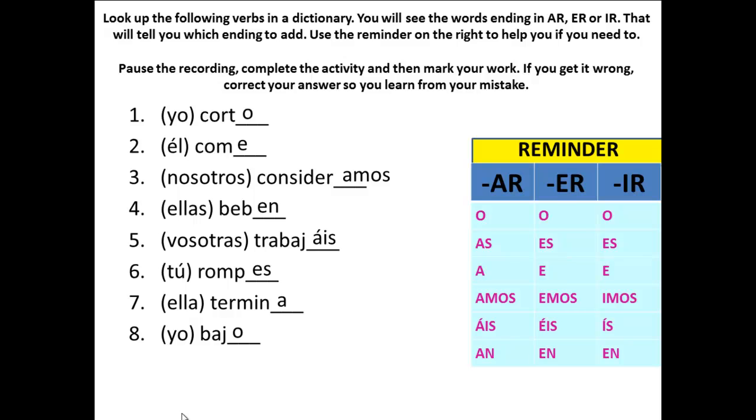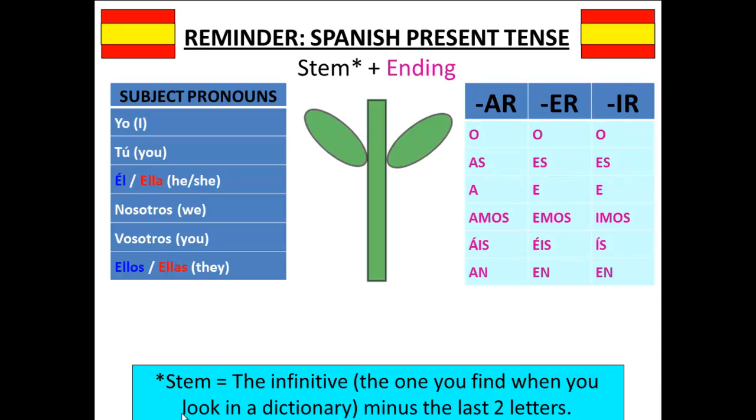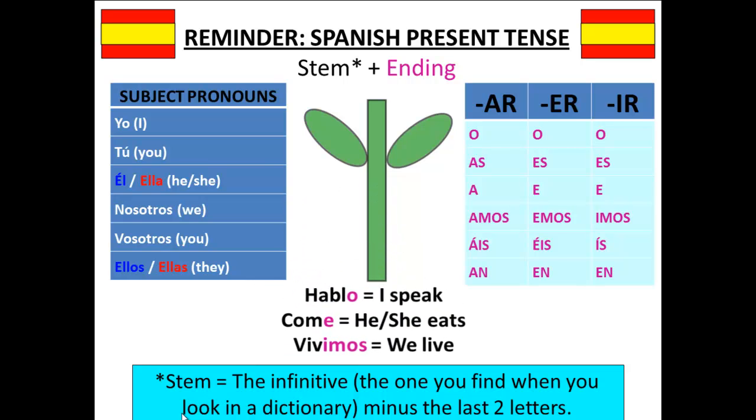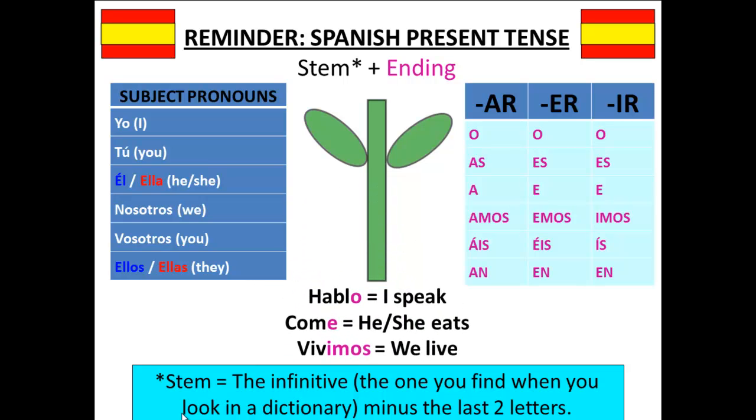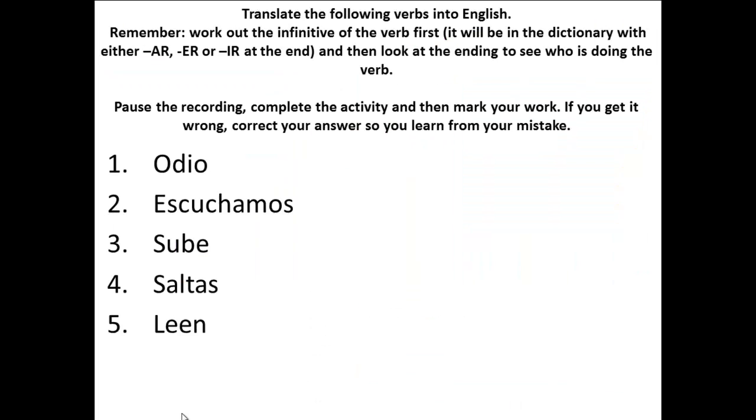Vamos a continuar. Here we see a reminder of how the present tense is formed in Spanish. Remember, you just need your stem and your ending, but you do need to know who's doing the verb before you decide on the ending, and they're reminded down the left-hand side with the endings down the right. Here are 3 examples. Hablo, I speak. Come, he or she eats, but also you in a formal sense eat, and vivimos, we live.